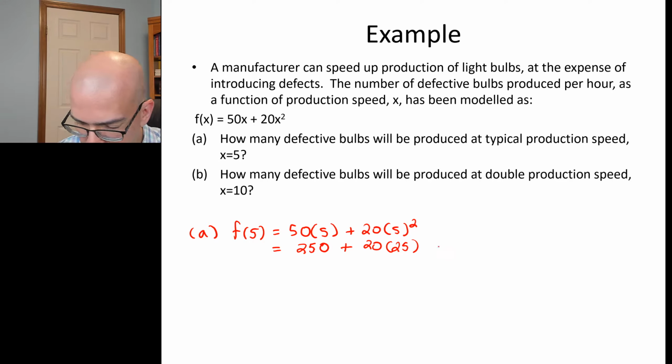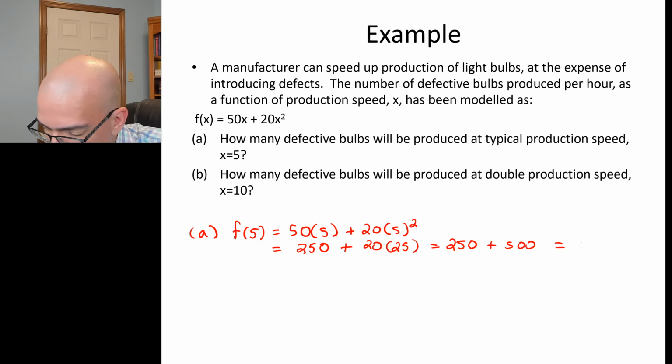So 250 plus, well, 20 times 25 is 2 times 25 times 10. 2 times 25 is 50, times 10 is 500. So we have 250 plus 500, which is 750 defective bulbs are going to be produced per hour at that speed. So that's the regular rate.